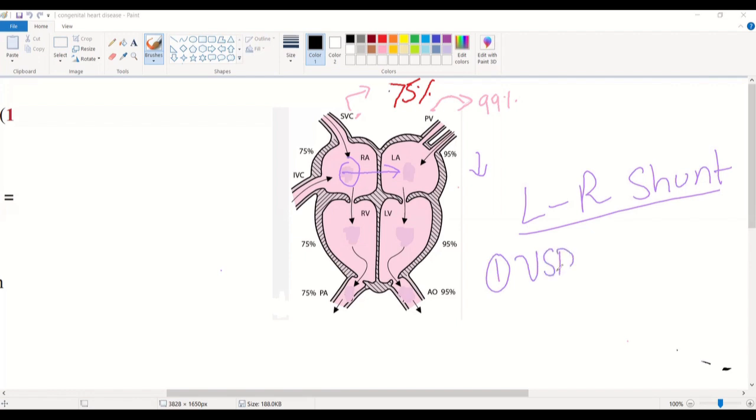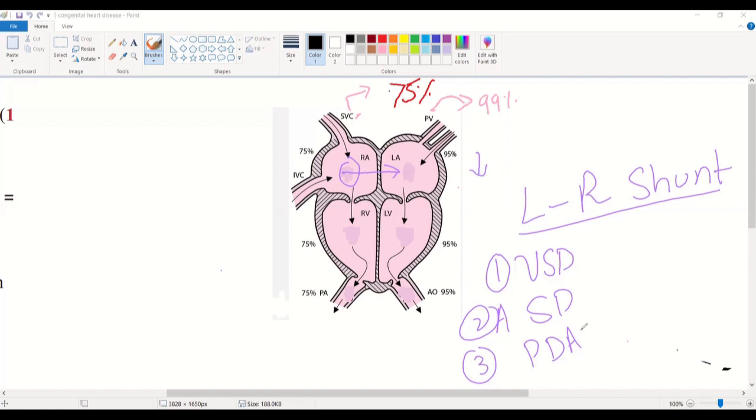VSD, ASD, ASD, PDA? Patent ductus arteriosus. Yeah. Those will be your left to right shunts.